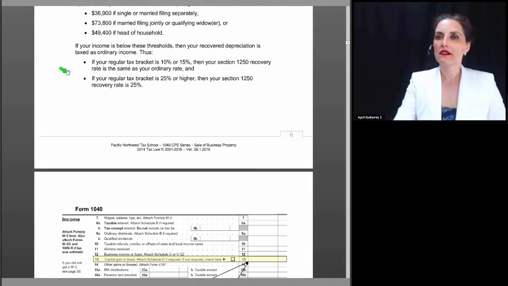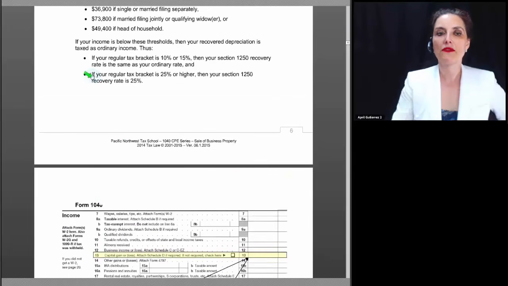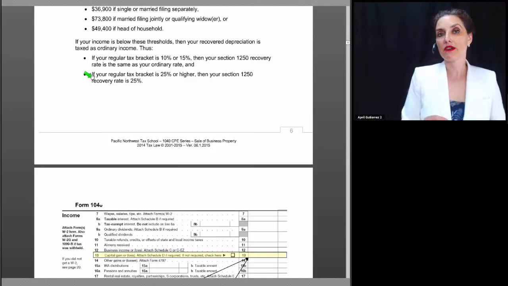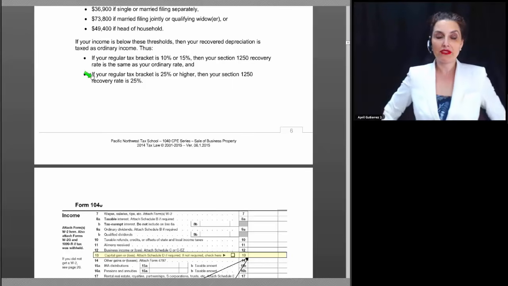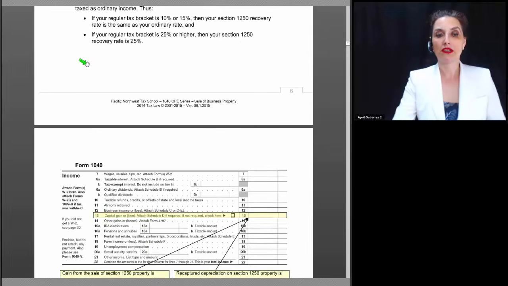Thus, if your regular tax bracket is 10 or 15%, then your Section 1250 recovery rate is the same as your ordinary rate. But if your regular tax bracket is 25% or higher, then your Section 1250 recovery rate is 25%. So in other words, the Section 1250 recovery rate is beneficial only for taxpayers who are in a bracket higher than 25%, 25% and up. The richer you are, the better you benefit from this particular recovery rate.